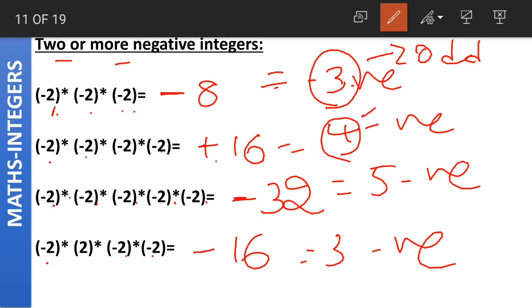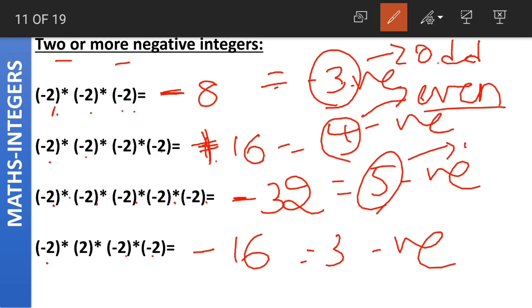And 4 is what? 4 is an even number. So when we have an even number of negatives, the answer will be positive. Understood? When the number of negatives is odd, the result will also have a negative sign. When the number of negatives is even, the result will also have a positive sign. Again 5 is an odd number, so the result had a negative sign. Remember here 5 means 5 negative signs.